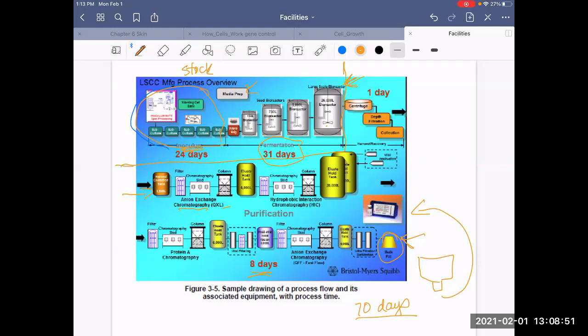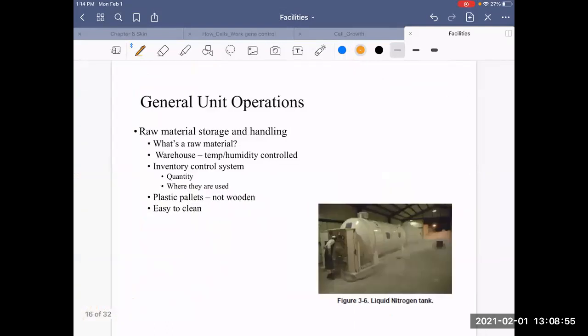Okay, so just overview. Now, general unit operation. We break these down, and the book we have has so much information in it. There's just a lot of stuff in there. Okay, so general unit operation.